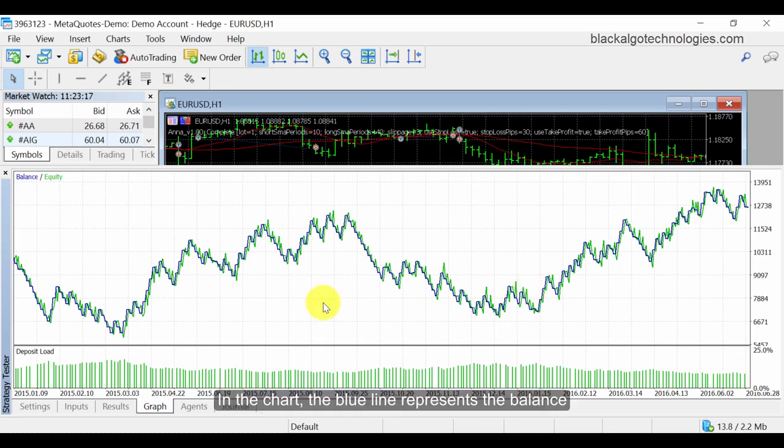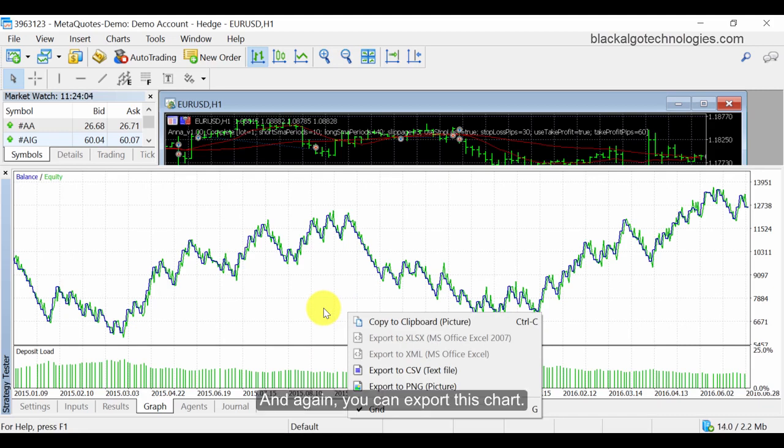Alright, in the chart, the blue line represents the balance and the green line represents your equity. Your equity equals your balance plus unrealized profit minus unrealized losses. So in a way, it is your mark-to-market account balance. The green bars at the bottom represent the amount of margin used. And again, you can export this chart.